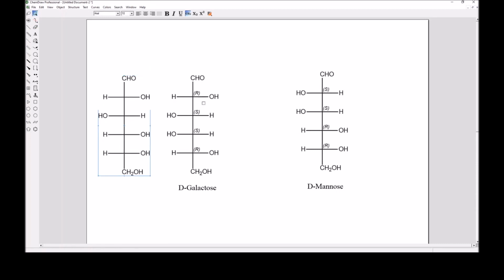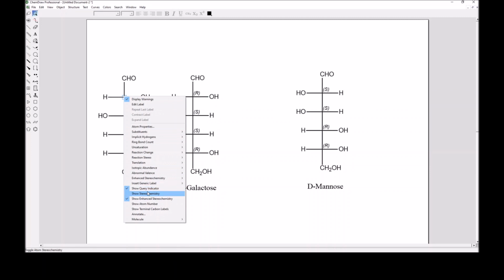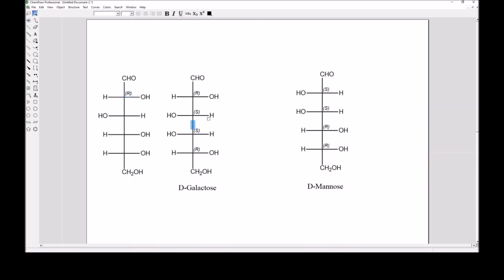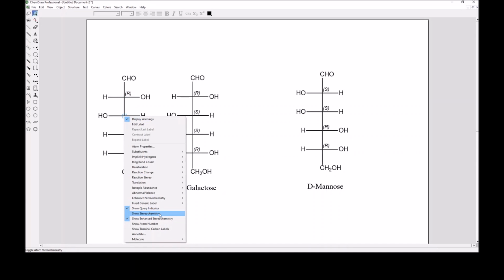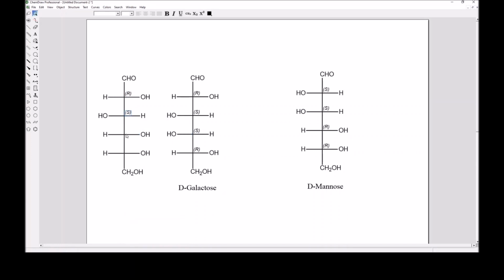Now, if you look at the difference between D-glucose and D-galactose, that chiral center has stayed the same. We can actually verify that by putting the stereochemical label on there. This chiral center has stayed the same. So this chiral center has changed, and this chiral center on the very bottom has stayed the same. That term D actually refers to this last chiral center right here. If the oxygen is on the right-hand side, it's referred to as a D carbohydrate. If it's on the left-hand side, then it's an L carbohydrate.